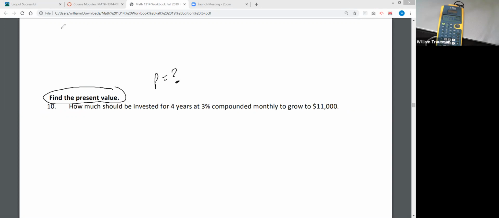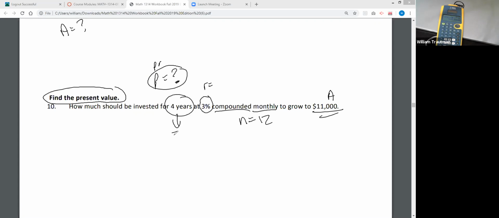The other one was, how much are we going to have in the future? What does A equal, the future value? This one, how much should we invest now? We want to know the present value, how much do we put in the bank now? So in the future, this is A, it will grow to 11,000. And we're only going to get 3%. R equals 3%, compounded monthly. When we say compounded monthly, N equals 12. T equals 4. So we have everything we need.